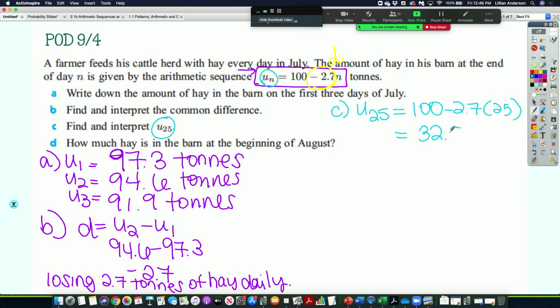Very good. So it'll be 32.5 tons. Always make sure that you include your units. And so what does that mean? Interpret that in context of the problem. I said he is feeding 32.5 tons on the 25th day. That would work. He's feeding 32.5 tons to his cattle.